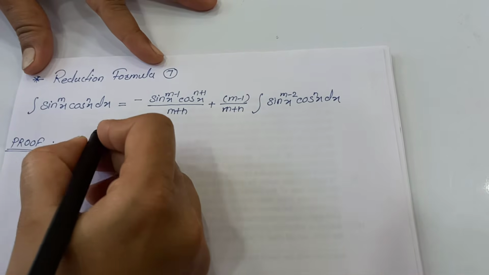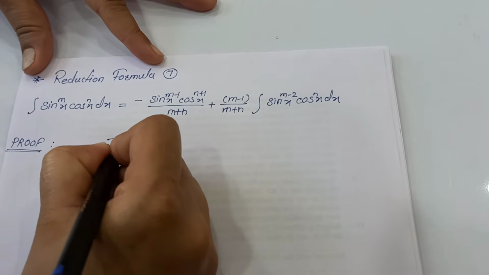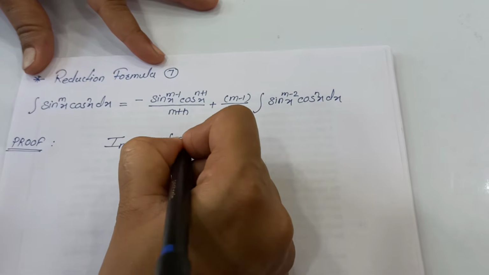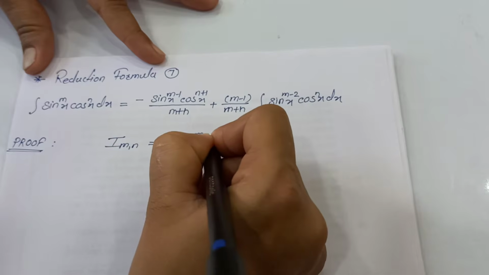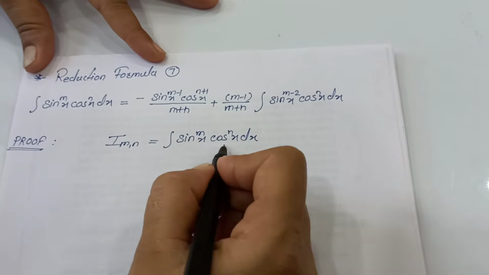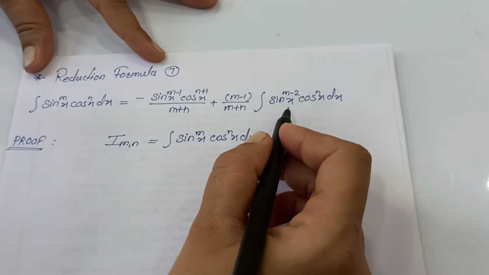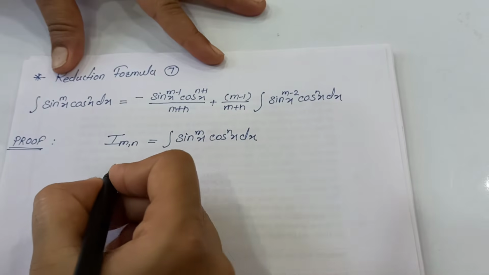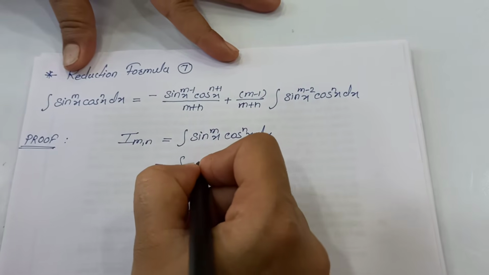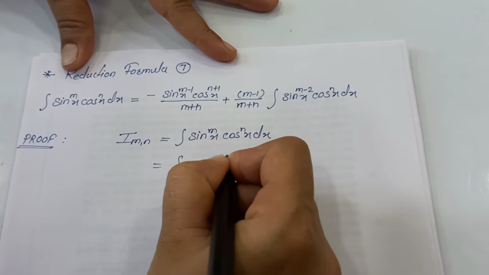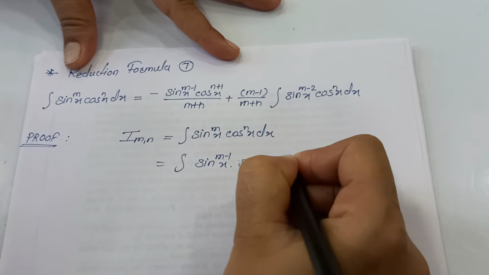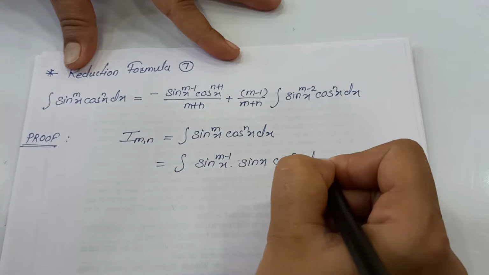So what we will do is we will assume that I m comma n be equals to integration of sin raised to m x cos raised to n x dx. Now we have to prove that this equals the right hand side of the formula. Okay, so for that we will break this sin raised to m as sin raised to m minus 1 x into sin x and cos raised to n as it is.